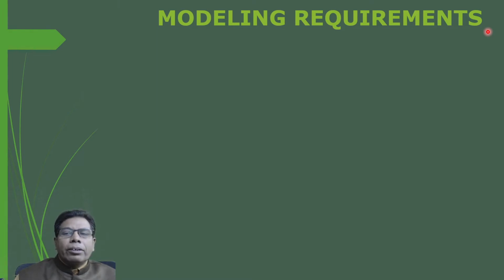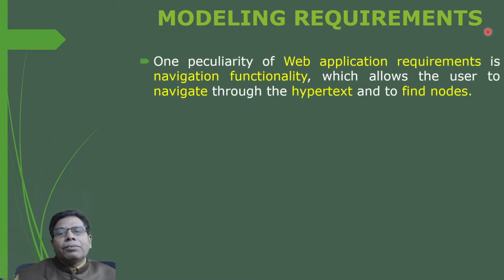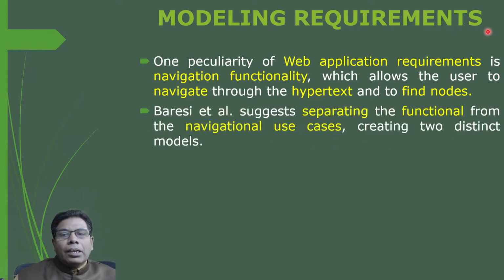See, one peculiarity of web application requirements is navigation functionality, which allows the user to navigate through the hypertext and to find nodes. So here for web applications, navigation is a very important functionality. So it will allow the user to navigate through the hypertext and go to the different nodes which are there in the system. Baresi and others have suggested separating the functional from navigational use cases, creating two distinct models. So this was suggested by Baresi. They have suggested that you have to create two distinct models. One is for the functional requirements and the other is for the navigational use cases.